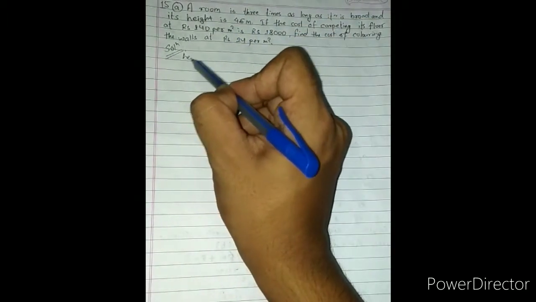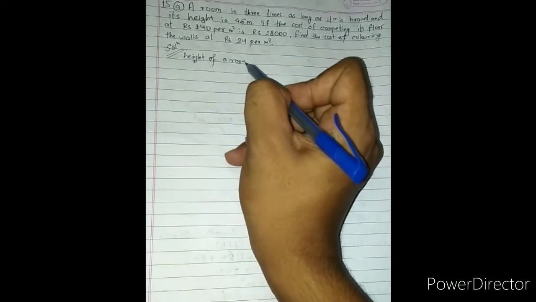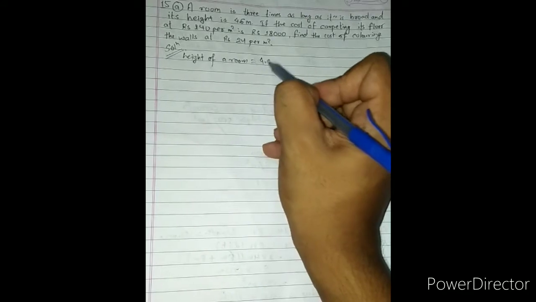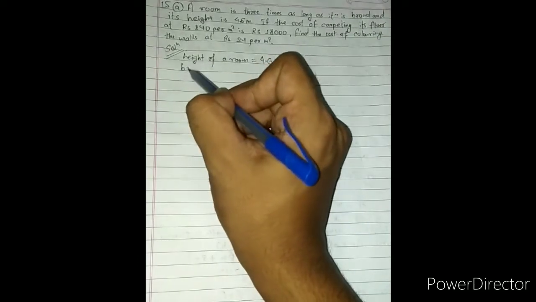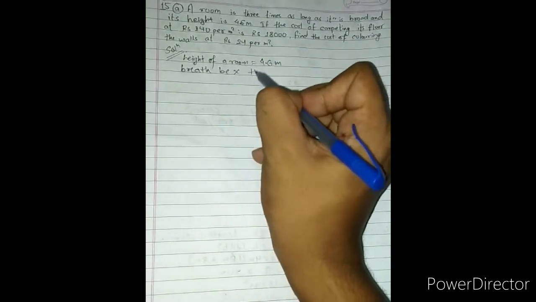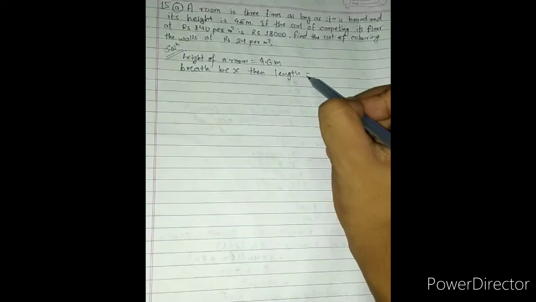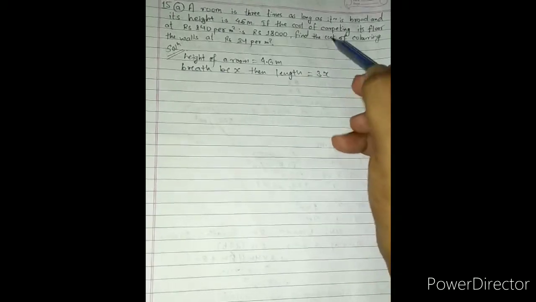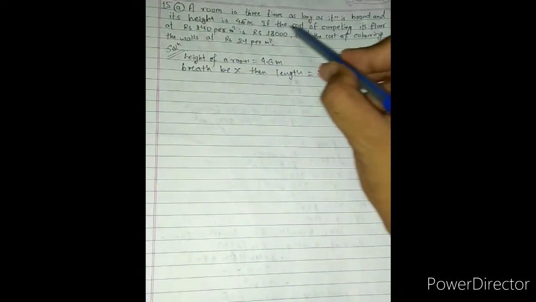Here the height of a room is 4.6 meter. Now the length is 3 times its breadth, meaning let the breadth be x, then the length is equal to 3x. Let the breadth be x, then the length is 3 times, that's why 3x.